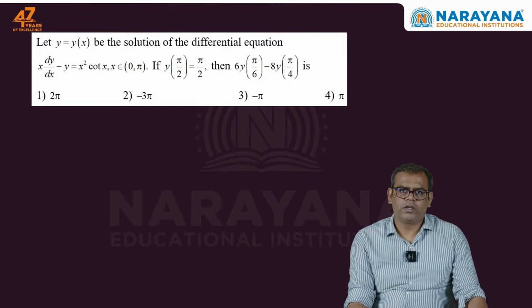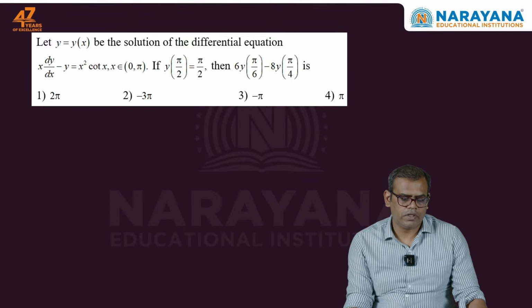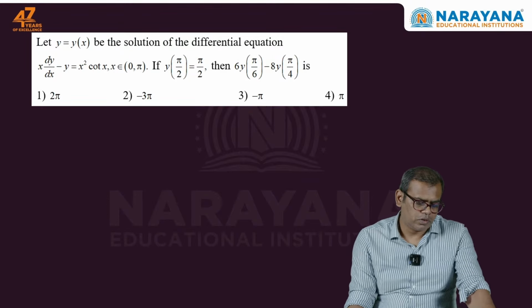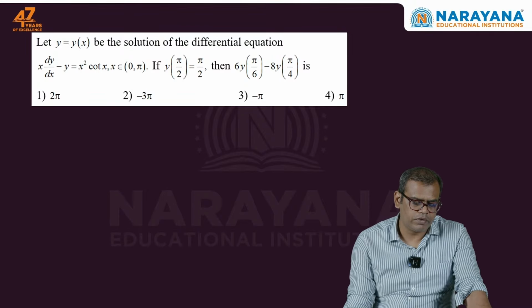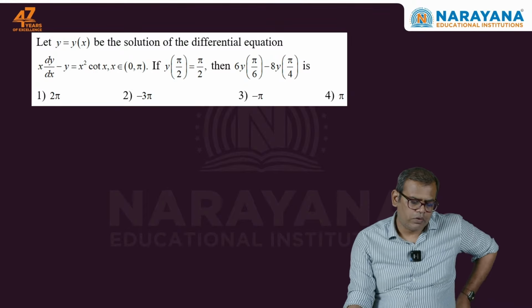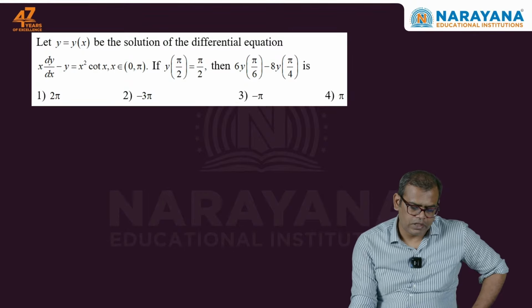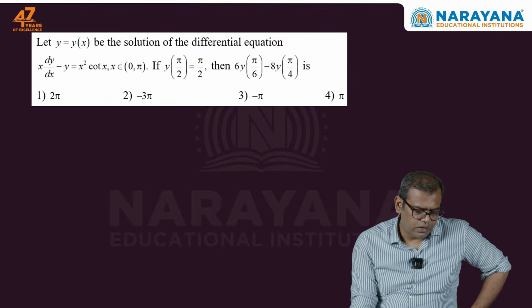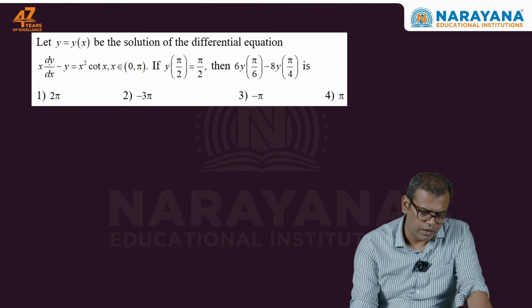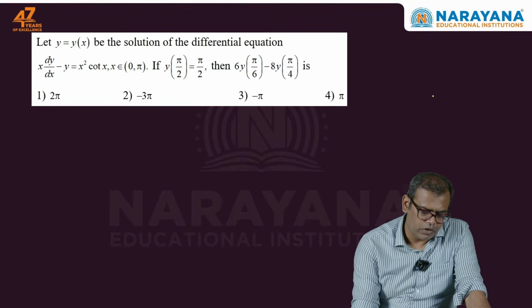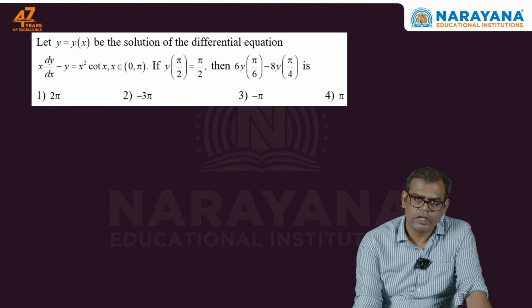Good evening, dear student. Now today is 20th January, the second shift paper. Now the question is next. This question is the differential equation question, and look at this differential equation question. It is a linear differential equation question, and easily visible. And some information, y of pi by 2 is equal to pi by 2, that will help to find the constant term.